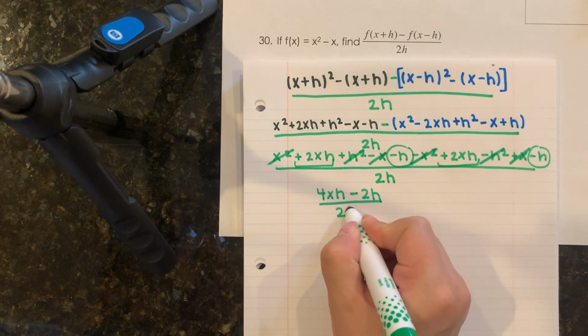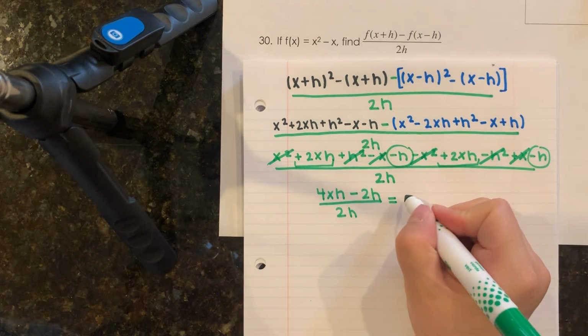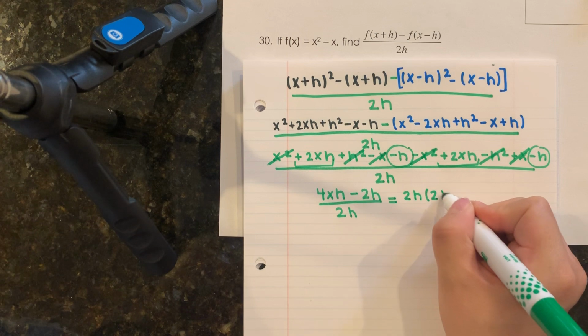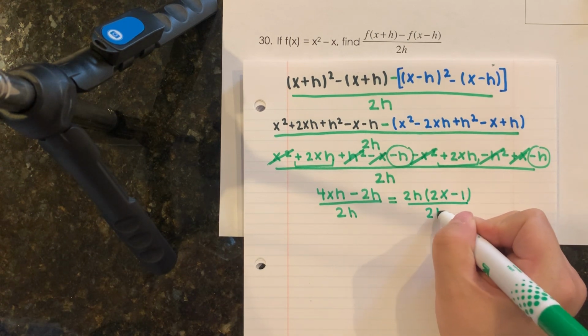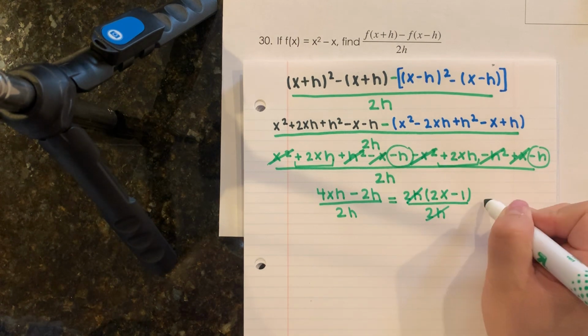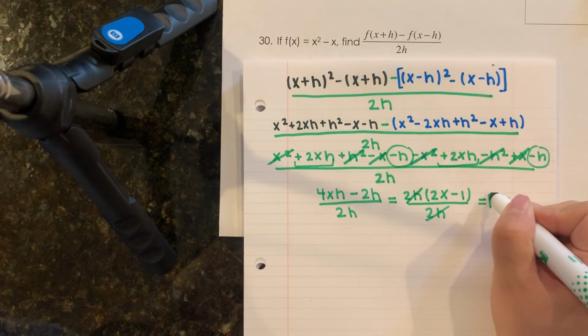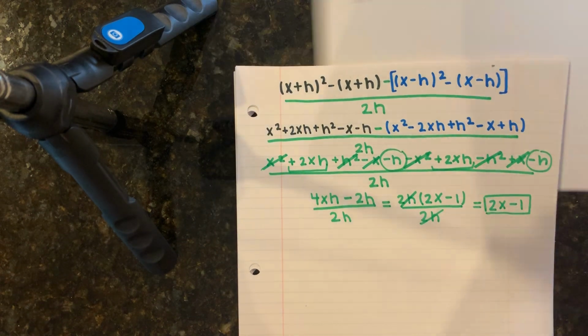That's all over 2h. Now I look in the numerator and I can actually factor out a 2 and an h. And when I do that, I'm left with 2x in the first term and then 1 in my second term. And that way my 2h's on top and bottom would cancel, and you would just be left with 2x minus 1. And that is the entirety of lesson 53.